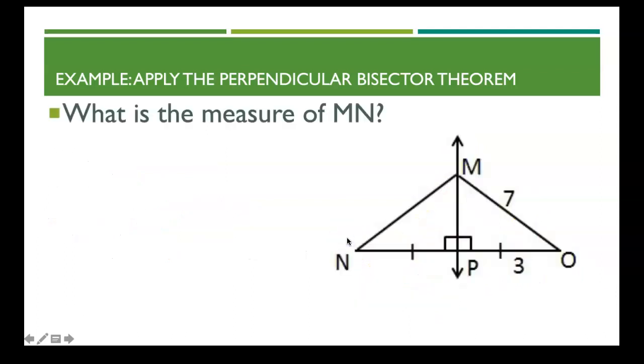The question I have for you is, what is the measure of MN? So M is here on the perpendicular bisector, and it goes down to N. This is going to follow very nicely with the picture from theorem 5-1, right? So what I've got is these two tick marks, which means that this bottom side is 3 and this side is 3. We have M on the perpendicular bisector. Therefore, MO is congruent to MN, and it makes MN equal to 7.